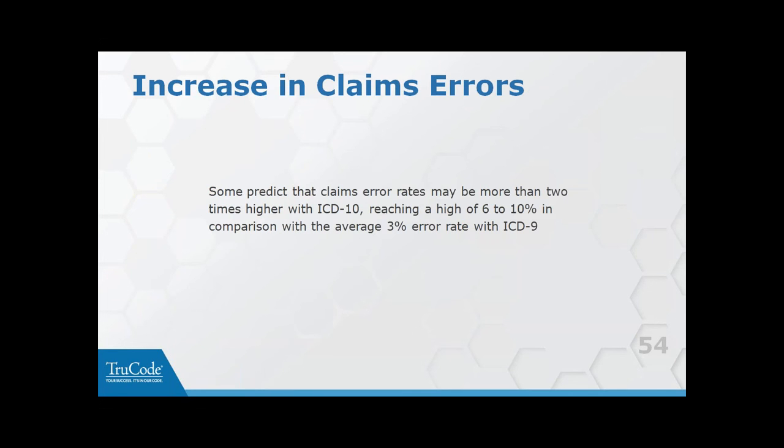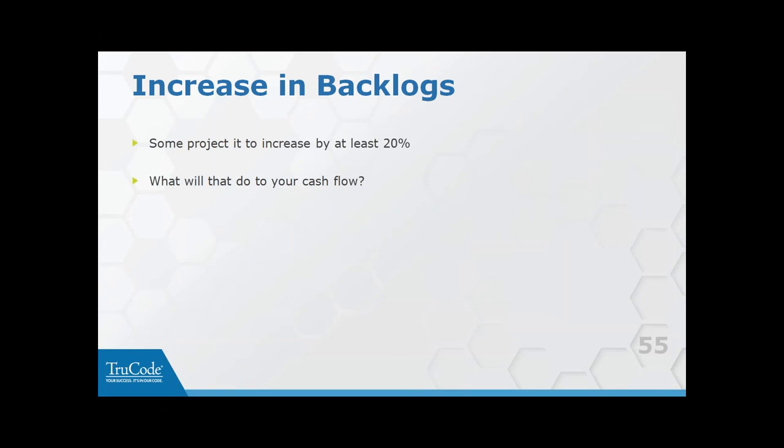Okay, claims errors. Again, we don't know, but we have heard people predict that those could be more than 2 times higher with ICD-10. And so again, is that from our side? Are we submitting bills with claim errors on them that have to be kicked back, or is that from the insurance company side? I was at a meeting 2 weeks ago with a lot of big insurance companies, and they were telling us that they're ready. The big guys, they're ready to go. They've been checking, they've been training, they've got our medical necessity policies ready to go. Some of the smaller areas may not be as ready, so that's the kind of thing you want to be checking on as well.